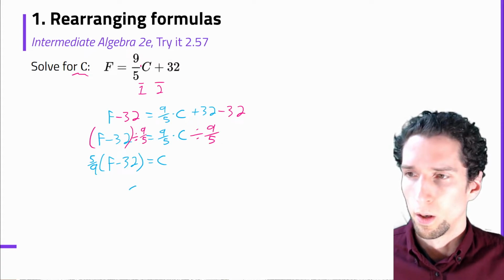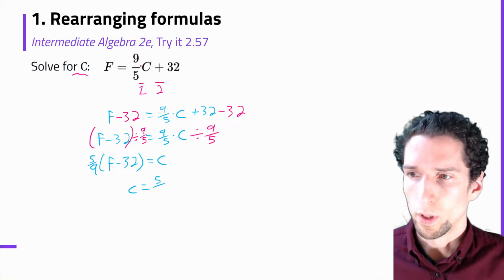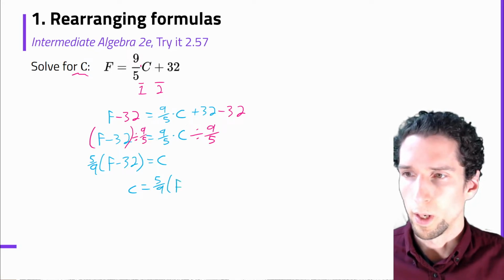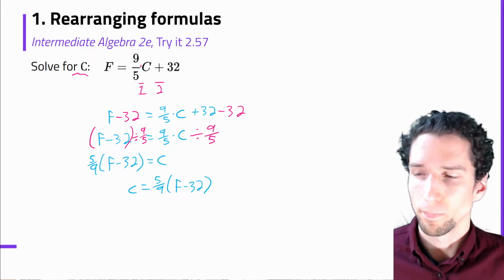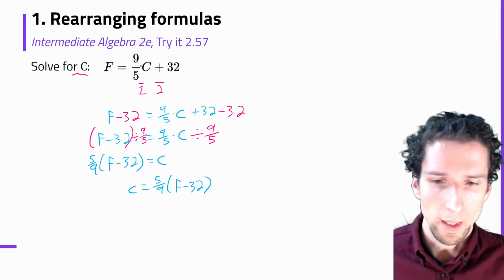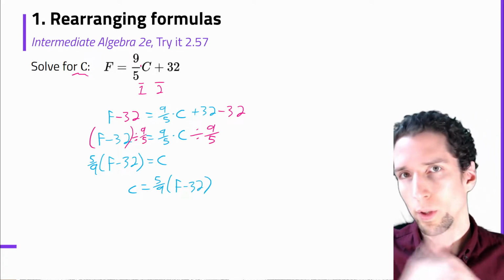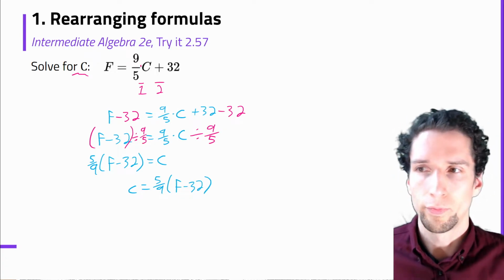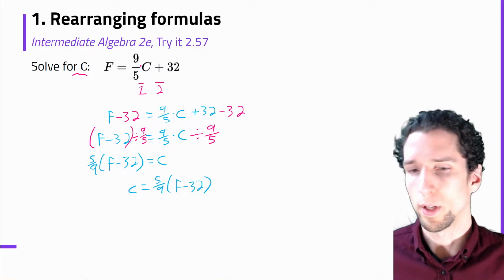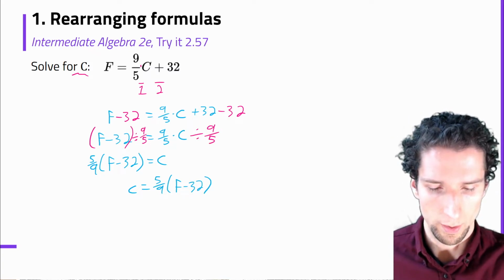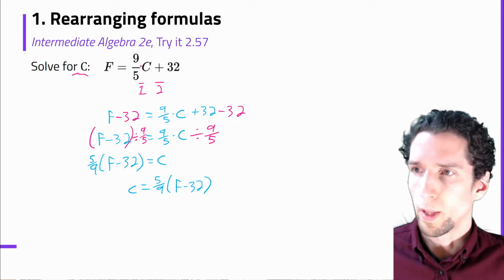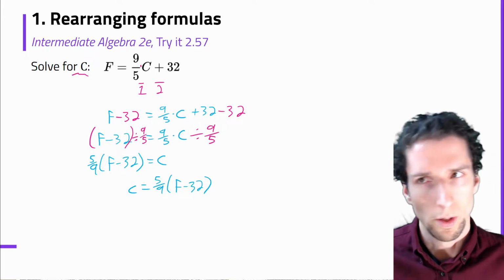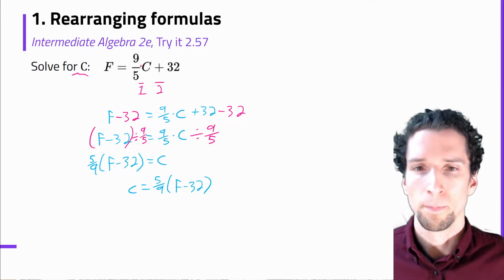Okay, and let's just clean this up, rewrite it, with our C on the left side. C equals 5/9 times F minus 32. Okay, so that is what we started with in the previous example. So we've gone in both directions and sort of shown that we are able to do that. All right, so that's an original example and a practice for me.